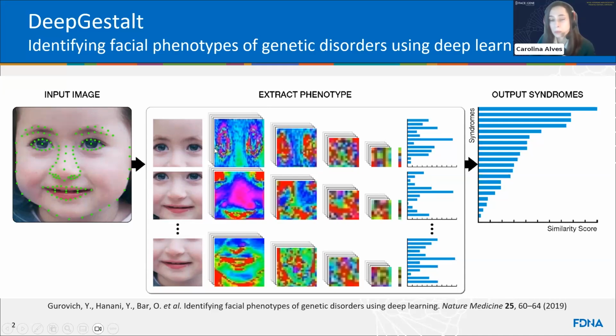Then each of these regions pass through the layers of the neural network. And as you can see here, with each new layer, we are basically extracting the most relevant features from the face that represent the facial phenotype of that child. Then, in the end, we aggregate this information from these different regions, and we get a vector with the top 30 most likely syndromes that the child might have, which are basically the most similar to the facial phenotype of that child.